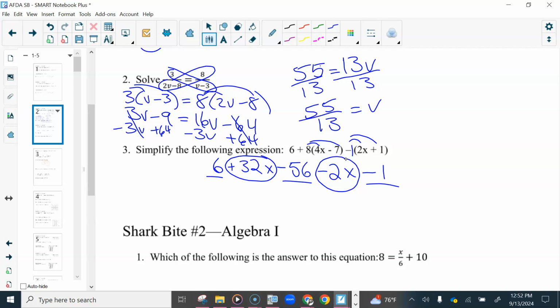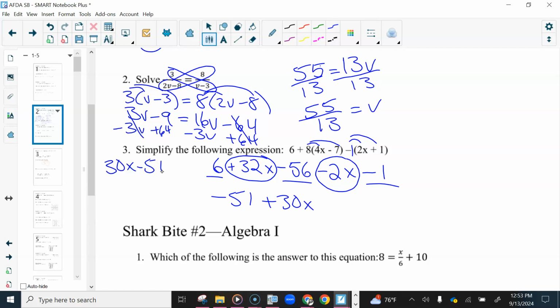So 6 minus 56 would give us -50. -50 minus 1 would be -51. And then 32 minus 2 would be, or you might say like this. So we can't combine those two at the end because those are not like terms. Questions on that? Make sure you have all of those written down.